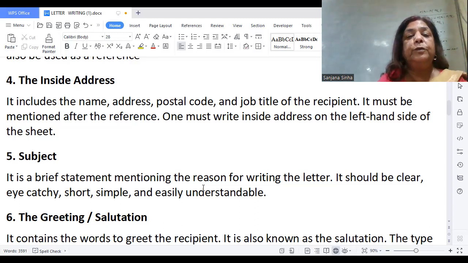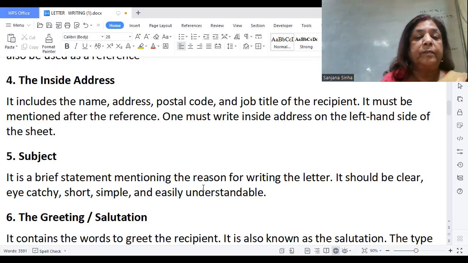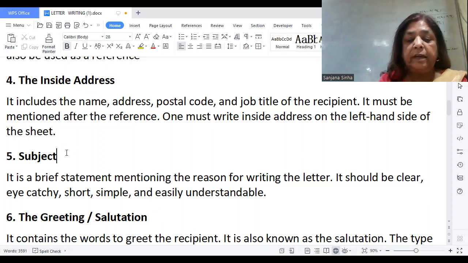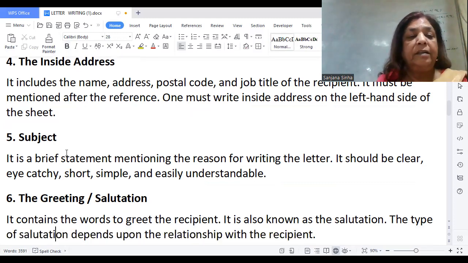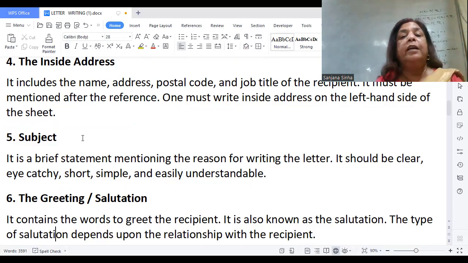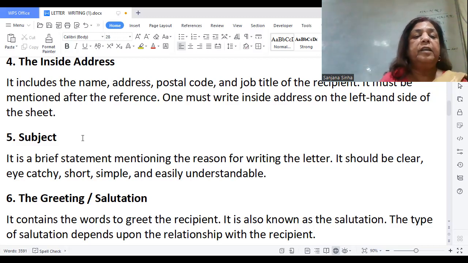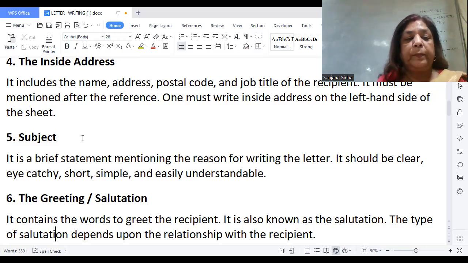This has already been told to you so many times, that in the block style letter, everything is aligned to the left. Most importantly, the fifth is the subject line. You cannot write an official letter without the subject line. So what is a subject line? It is a brief statement mentioning the reason for writing the letter. It should be clear, eye-catchy, short, simple, and easily understandable. For example, if you are asking for a leave for 5 days, the subject line would read, request for a leave for 5 days. So the subject line should be enough to carry the message you want to convey.